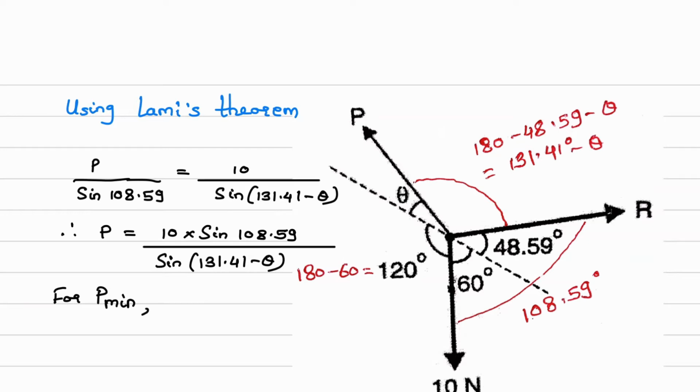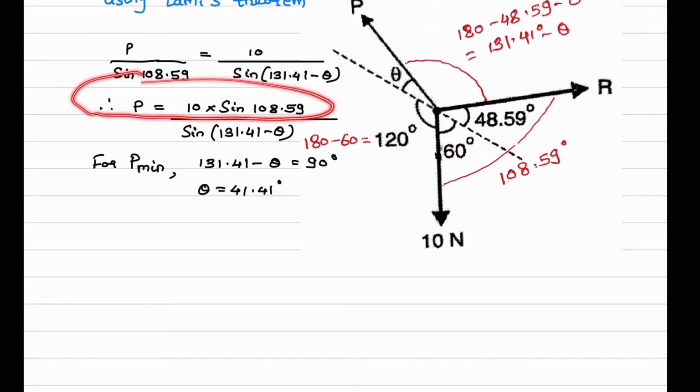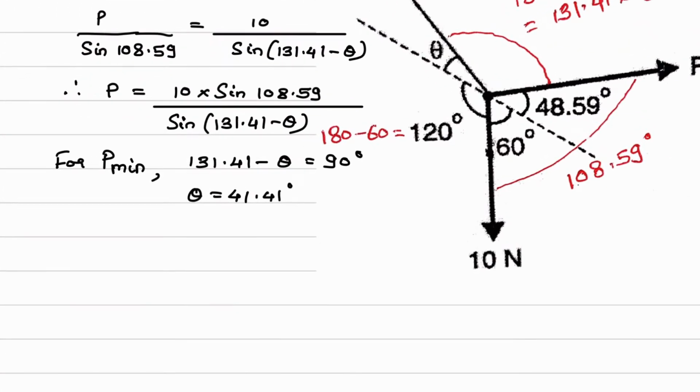Okay, for P minimum, what I can write is 131.41 minus theta is equal to 90 degree. Okay, so from here I'll get the theta value. So theta is 41.41 degree. And if you substitute, if you consider sine 90 equal to 1, we can directly get the P value from the numerator. What will be the P value? It will be 10 into sine 108.59.